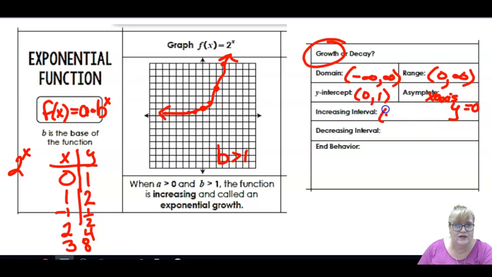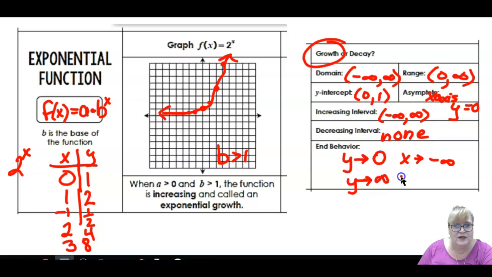Increasing is the whole thing, so negative infinity to infinity. It has no decreasing section. All right, I'm going to just use y here. The y is approaching 0 as x goes to the left. The y is approaching infinity as x approaches infinity. I should be using f of x, but it's just more writing. So as we go off to the right, it's going up.